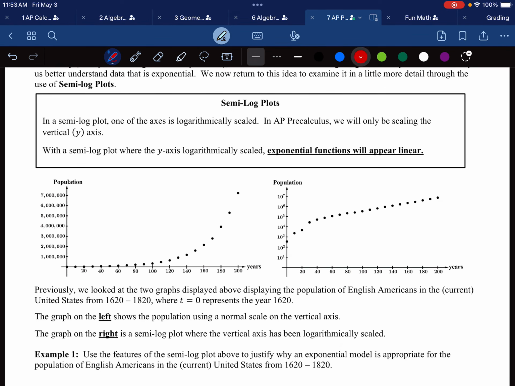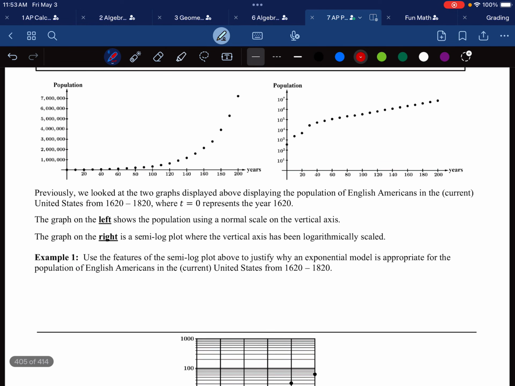So my very basic definition for a semi-log plot is that I have some sort of x-axis, where one axis is being added and the other is being multiplied. We've seen this before, where we're looking at the population of English Americans in the United States between 1620 and 1820, and t equals 0 is 1620. On our normally scaled axes, where both are added, you can see that it's an exponential model. You can't really see any change happening at first, and then it explodes.